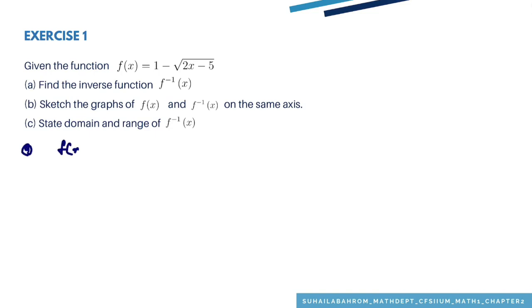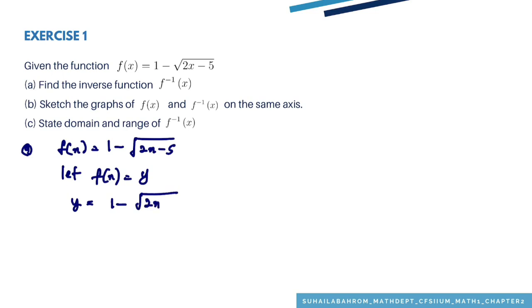So how to get the inverse function? Given f(x) equals 1 minus the square root of 2x minus 5, let us put f(x) equals y. Therefore, y equals 1 minus the square root of 2x minus 5. And we have to make x the subject in order to get the inverse function. So the square root of 2x minus 5 is equal to 1 minus y.